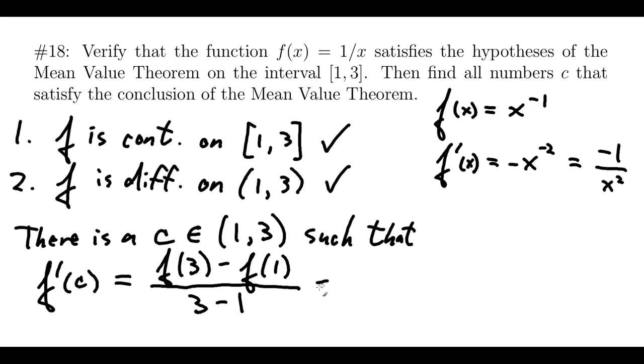So let's start computing this, find out what this is. Again, f of x is 1 over x. So f of 3 is 1 over 3. f of 1 is 1 over 1, which is just 1. We have divided by 3 minus 1, which is 2.